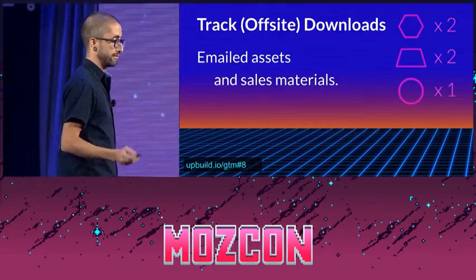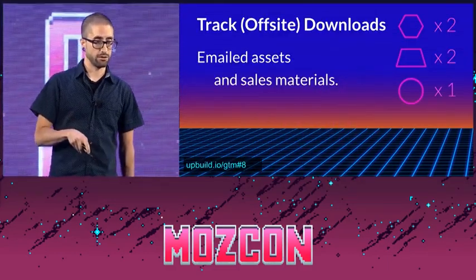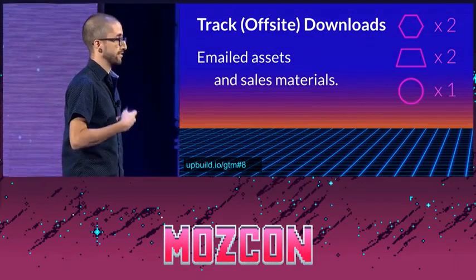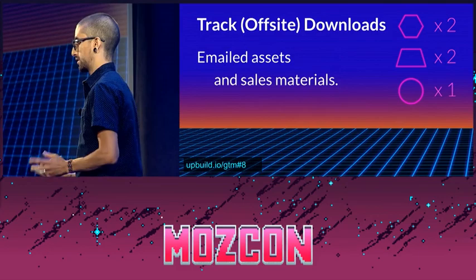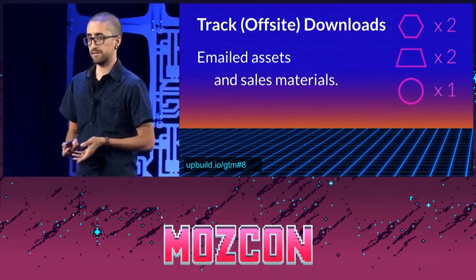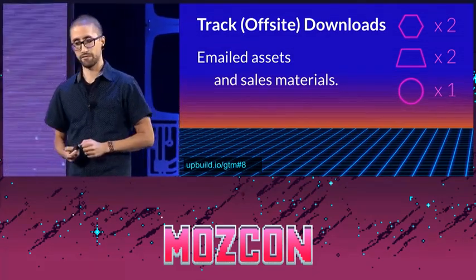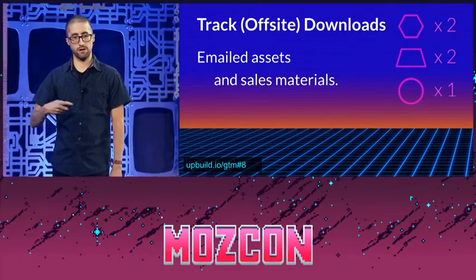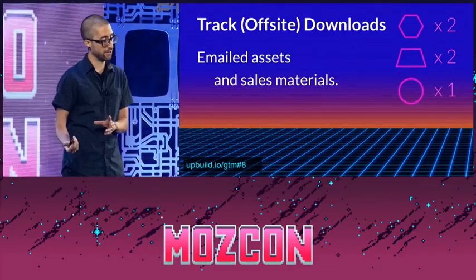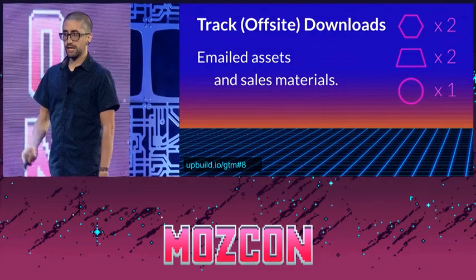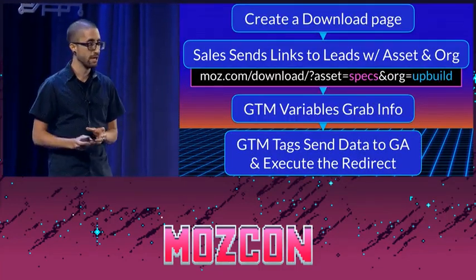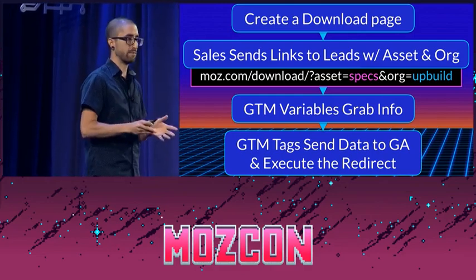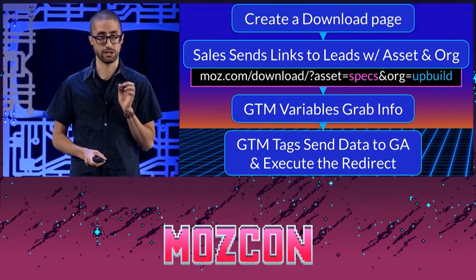Same thing with downloads that happen from offsite sources. So say you have a sales team that's sending spec sheets or PDFs, white papers to prospective clients. You want to be able to see if people are actually downloading that information, and you're not going to be able to see that because it has no relation to your website, even if it's hosted on your server. But what you can do with GTM is set up a kind of pseudo intermediary download page, just a blank page that says like, hey, please be patient while we're preparing your download. It's going to flash for like a quick second.